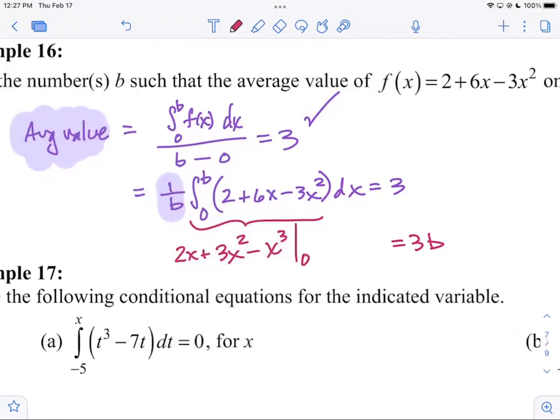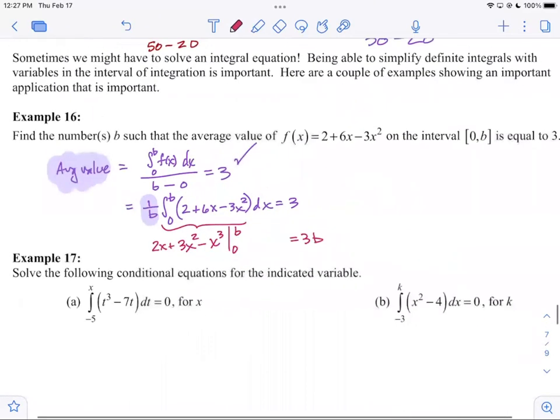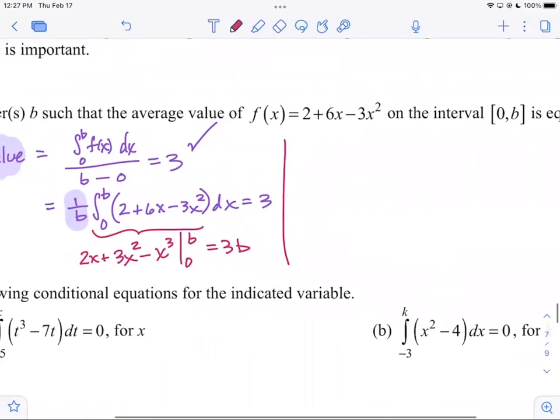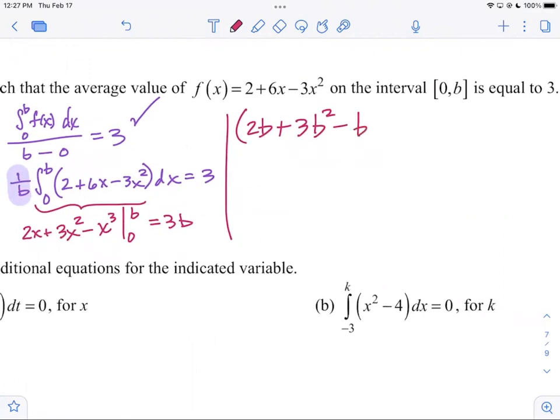And now I'm going to evaluate this from 0 to b. Okay, and I guess I can remodel. All right, so now it looks kind of funny, right? I need to solve for b, but I got x's and b's. Oh, but wait, the FTOC one, when I plug in the top gives me 2b plus 3b squared, right? A less famous Shakespearean line. Minus, when I plug in a 0, I get 2 times 0 plus 3 times 0 minus 0. Well, that's just 0.